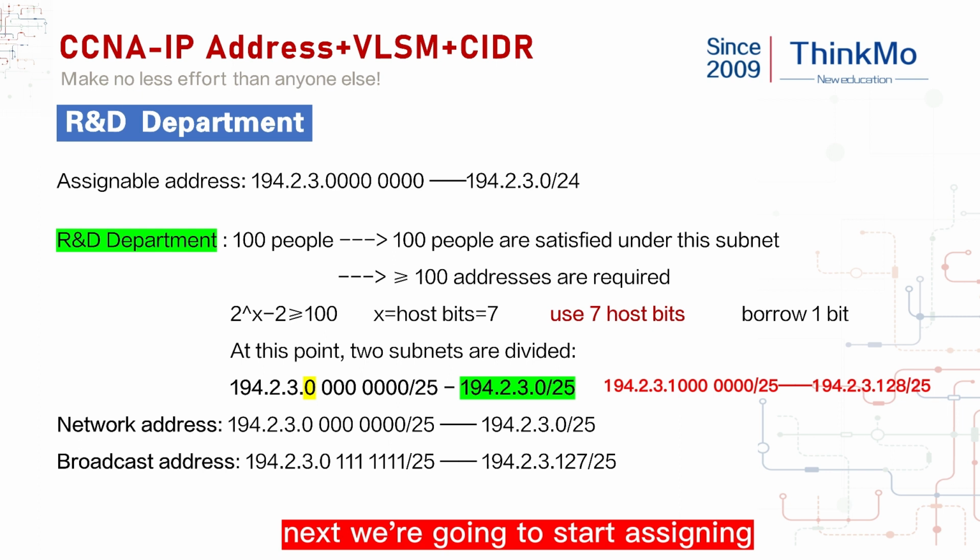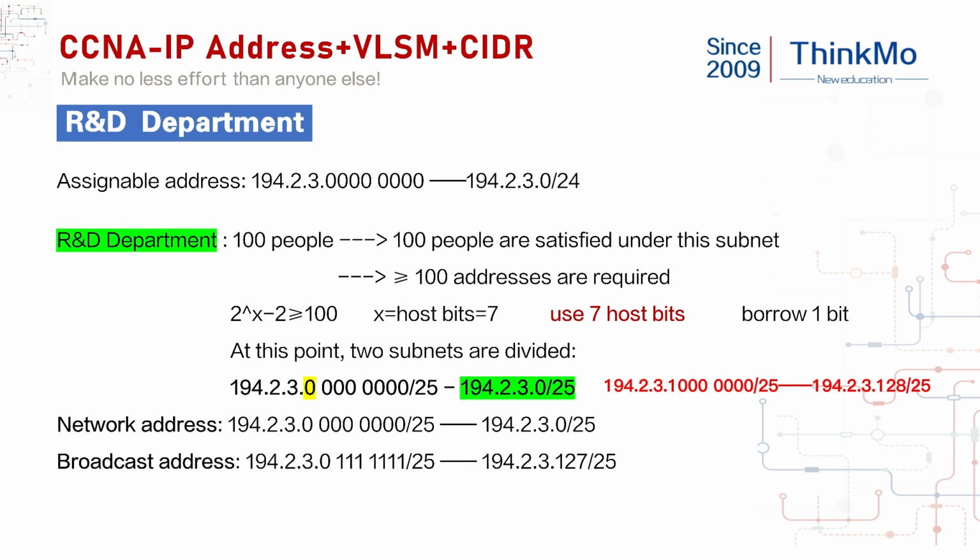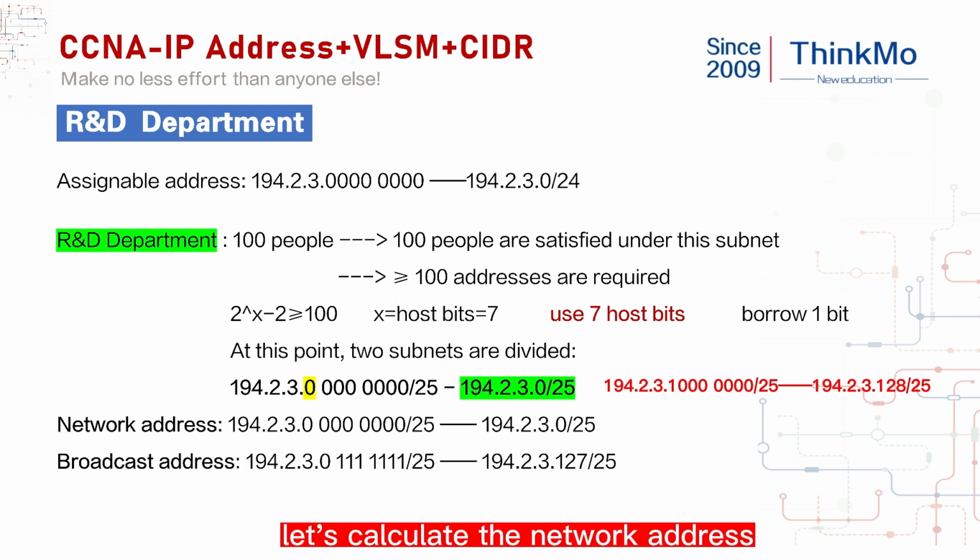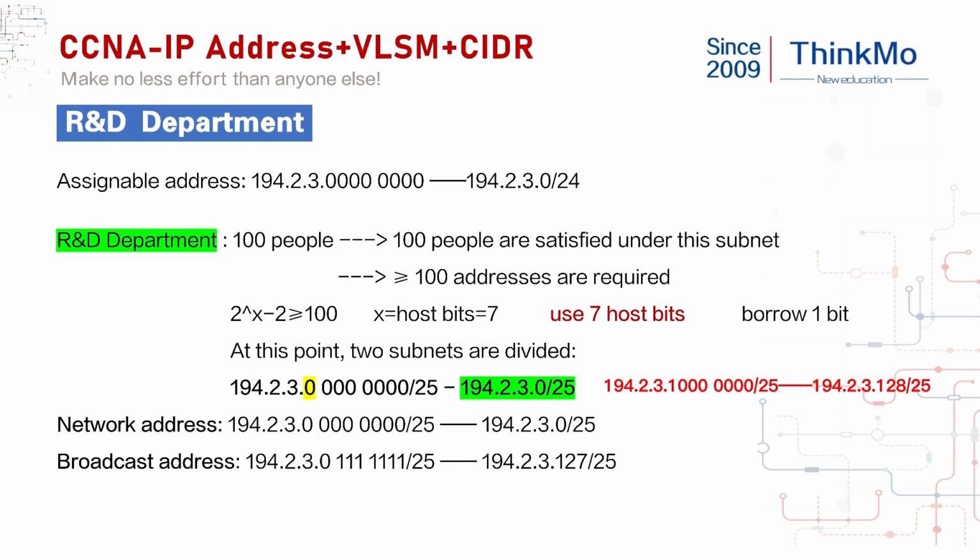Next we're going to start assigning. I plan to assign to the RAN D department the one above, 194.2.3.0, and it is a 25-bit mask. Let's calculate the network address of this network segment. 194.2.3.0, this is its network address. 25-bit mask, its broadcast address.